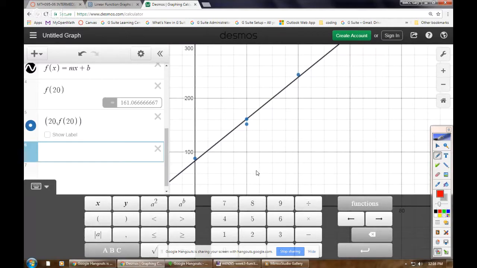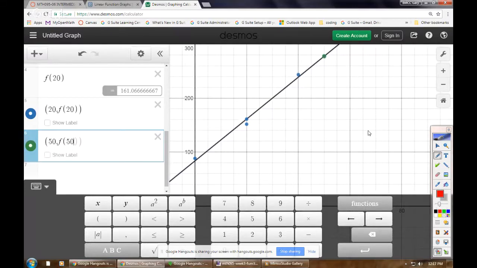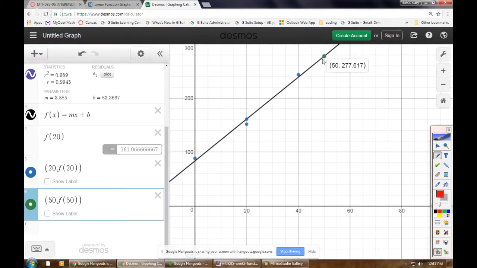So for example, what does this model say the amount of garbage in 2010 was? So 2010 would be 50 years later. So I could plot the point 50 comma f of 50. And then that's this guy right here. So my model says in 50 years after 1960, or 2010, there was about 278 million tons of garbage. So I can use it to predict.